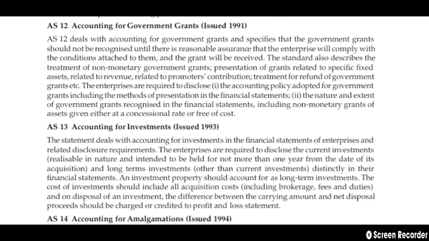Next is AS12, accounting for government grants, issued in 1991. AS12 deals with the accounting for government grants and tells us that a government grant should not be recognized until there is reasonable assurance that the enterprise will comply with the conditions attached to it, and that the grant will be received. The standard also tells us about the treatment of non-monetary government grants, the presentation of grants related to specific fixed assets and to revenue, grants related to promoters' contribution, and the treatment of refund of government grants.